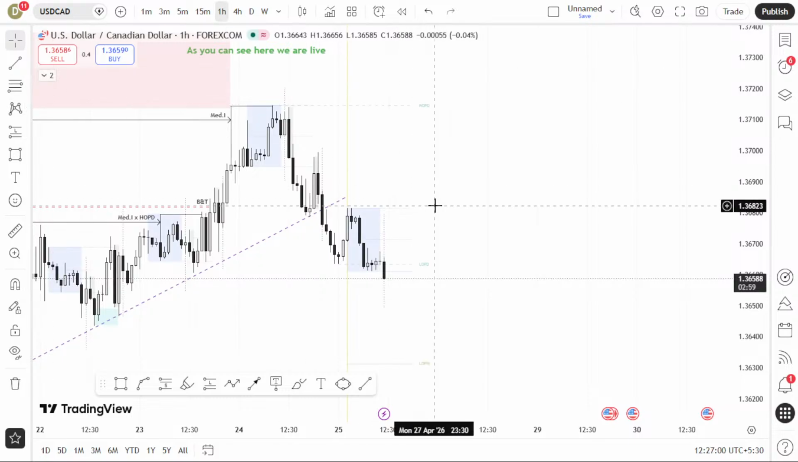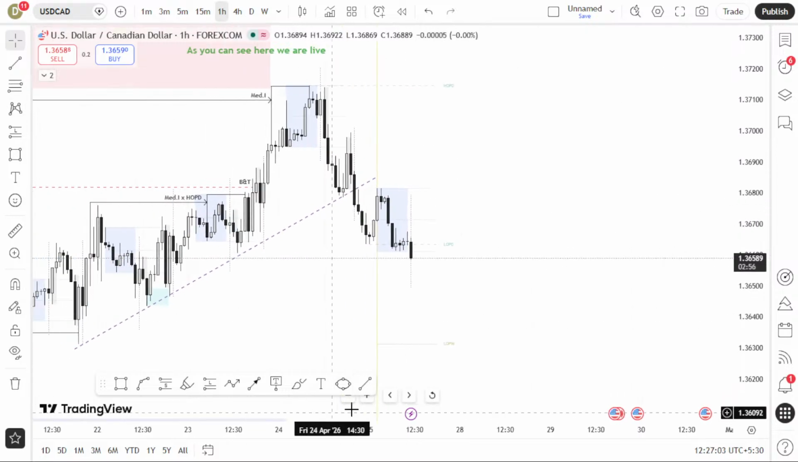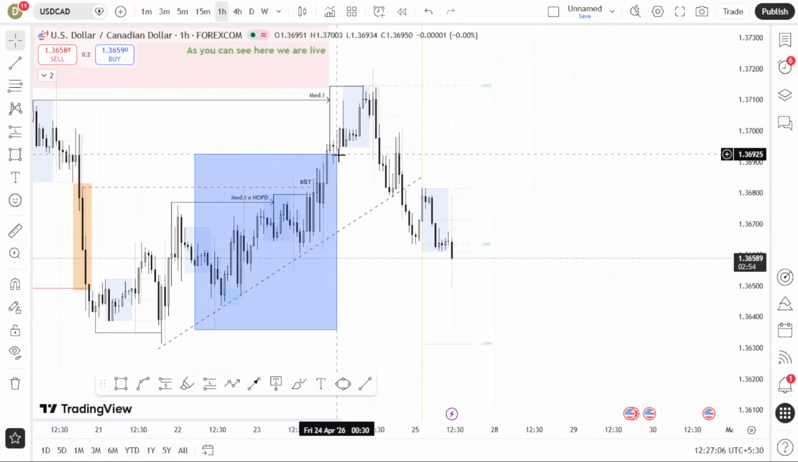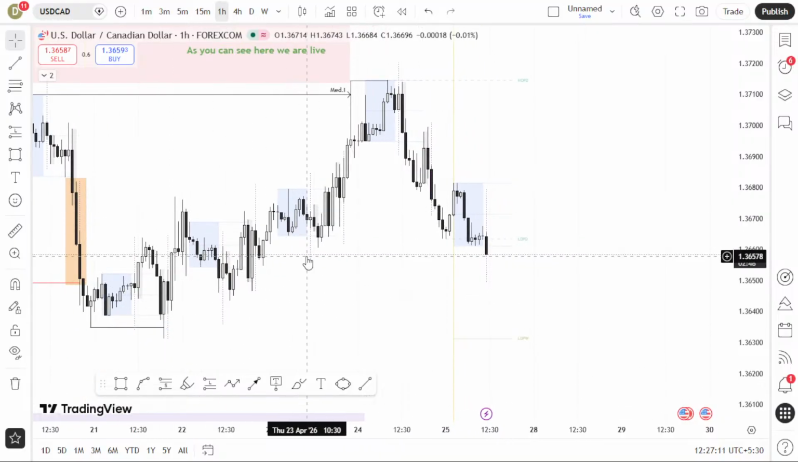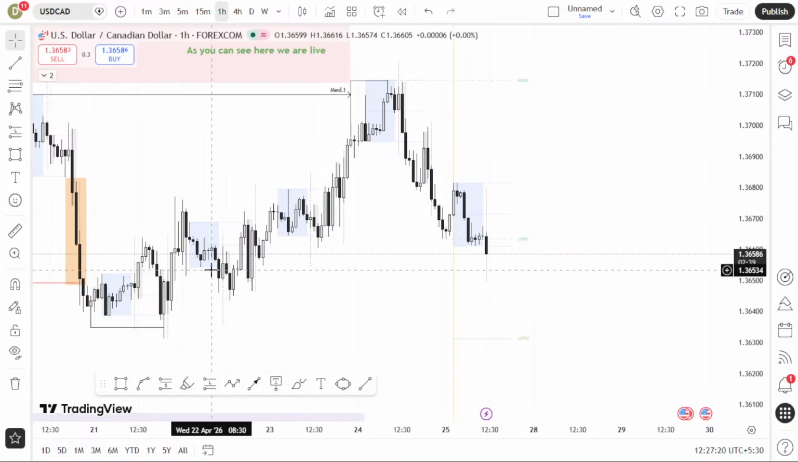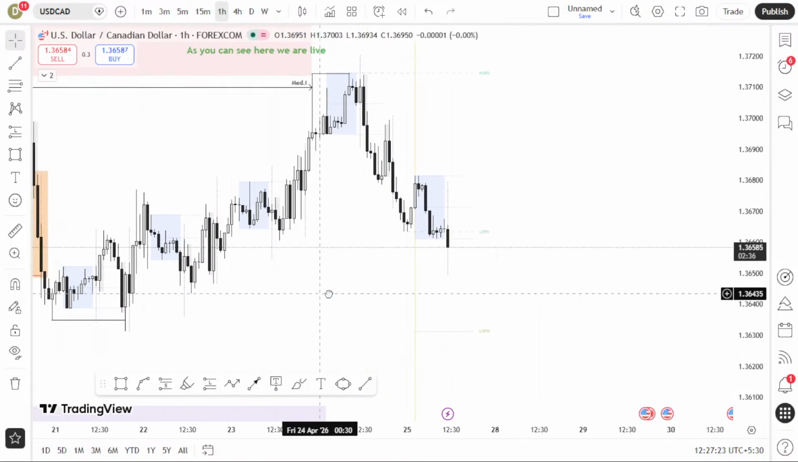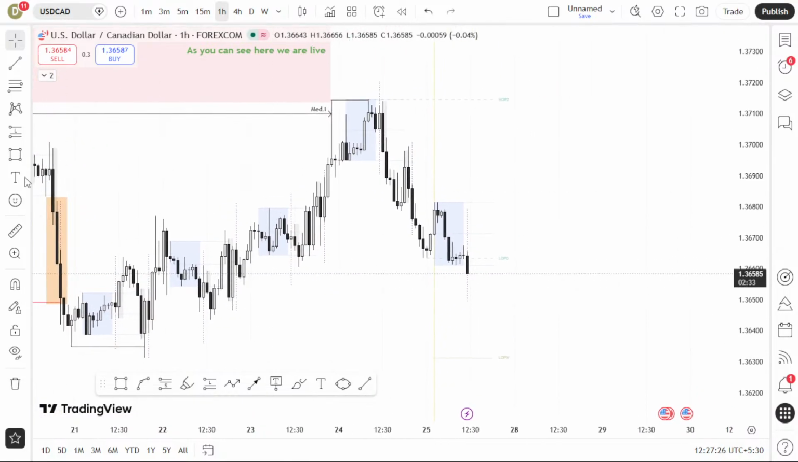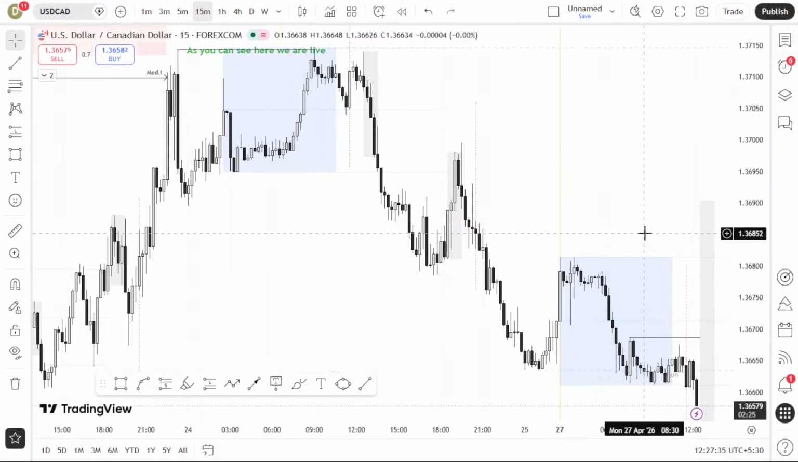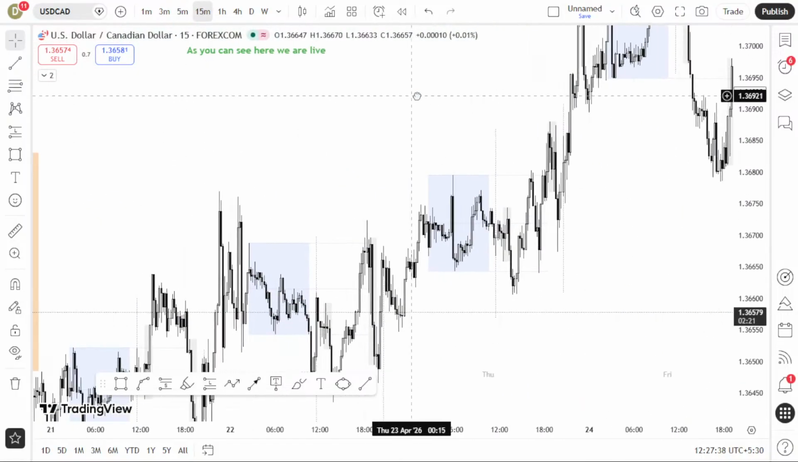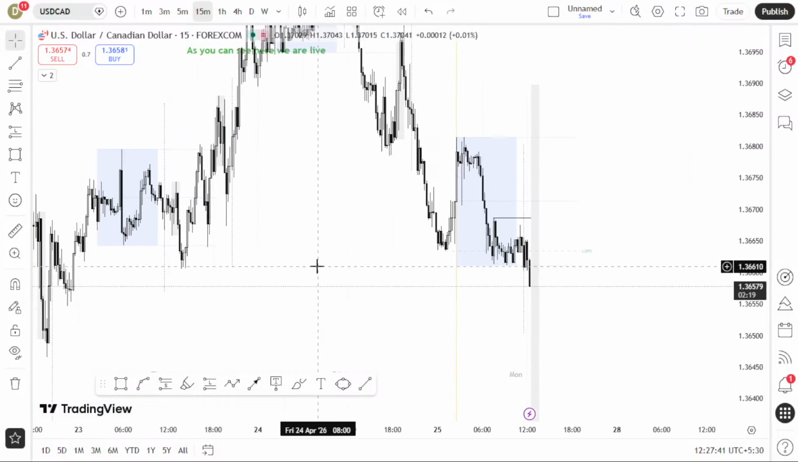USD CAD. You see, in this area price was extremely unvolatile. It was not moving a lot, so I could not find any trades. Hopefully, what I would like to see is price inducing this 50% Asia area and then moving to the downside. Yes, that is all.